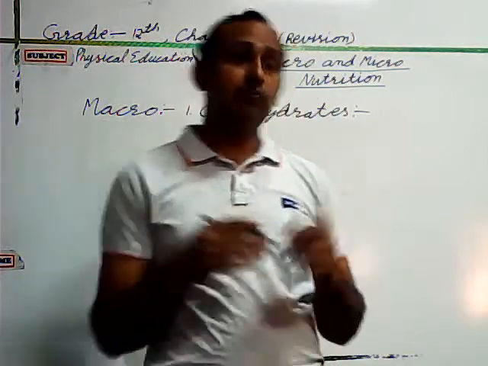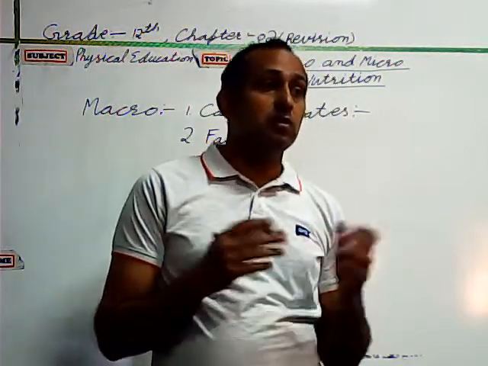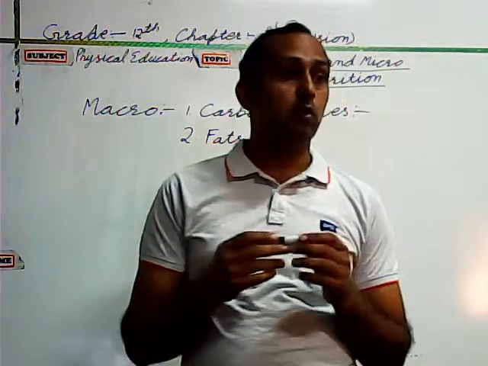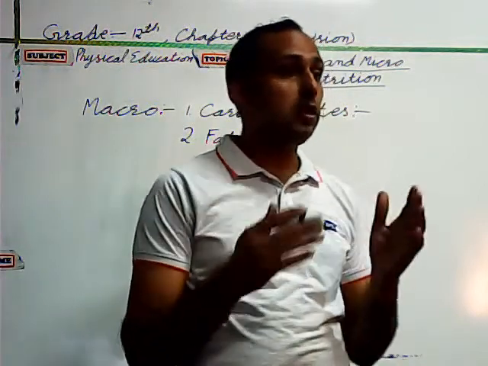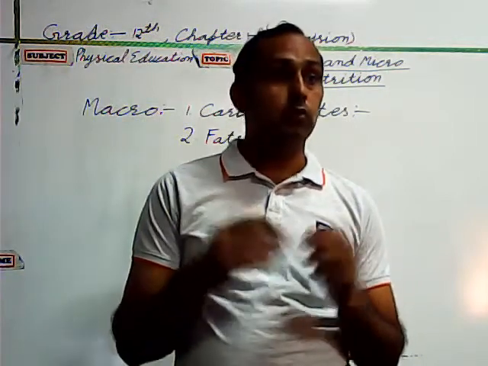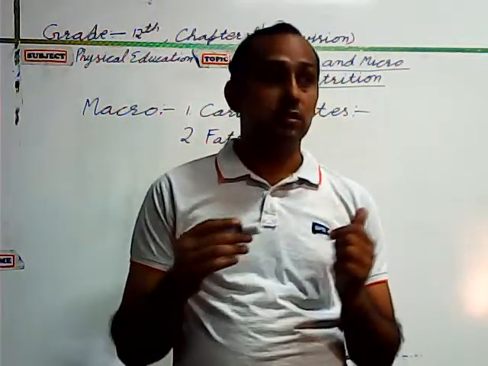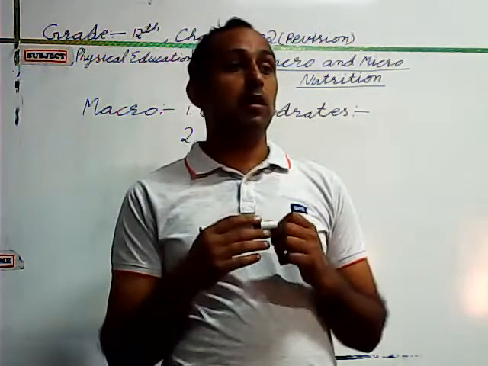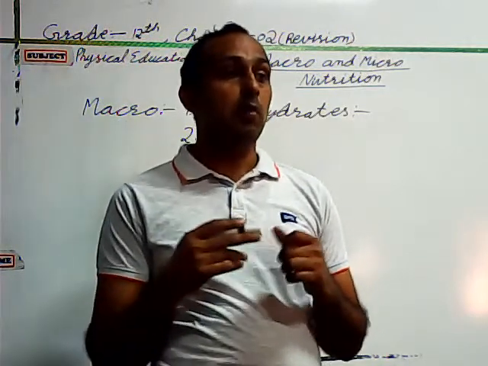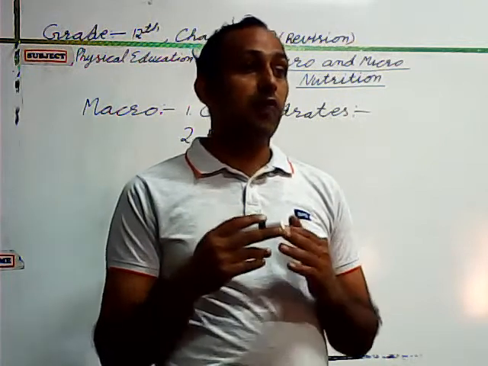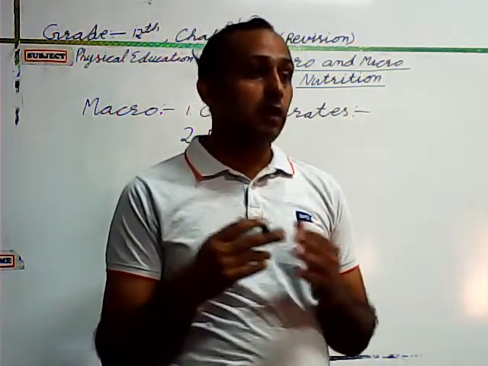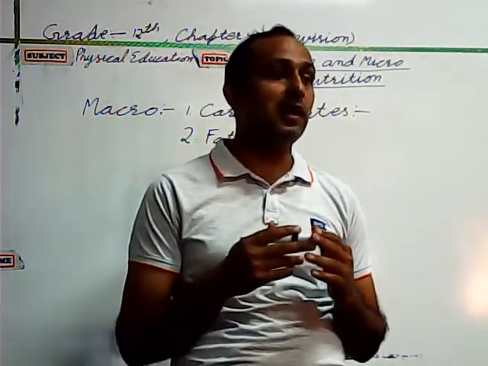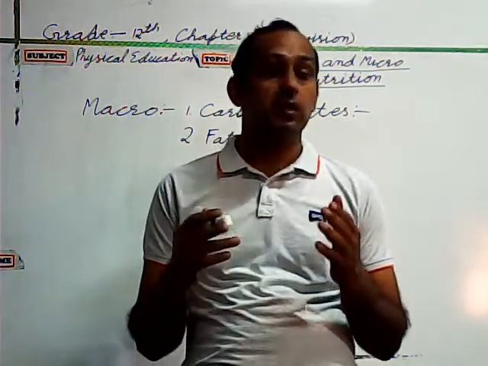Next is the types of fats. First is saturated fat. Saturated fat is solid at room temperature. It is mostly present in animal foods such as milk, cheese, meat. It is also present in tropical oils such as coconut oil, palm oil, etc. Saturated fat can raise your cholesterol level, so a healthy diet should have less than 10% calories from saturated fat.